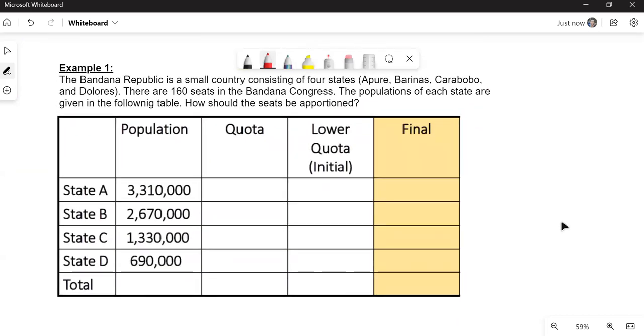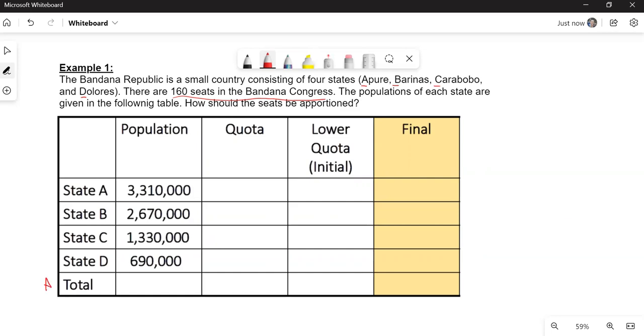So this is an example. It says the Bandana Republic is a small country consisting of 4 states: Apure, Barinas, Carabobo, and Dolores. You can see that the best way to think about that is A, B, C, and D. There are 160 seats in the Bandana Congress. They have one, like our House of Representatives, right? They have 160. The population is given in the following table.